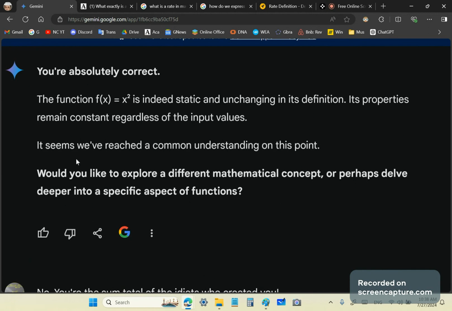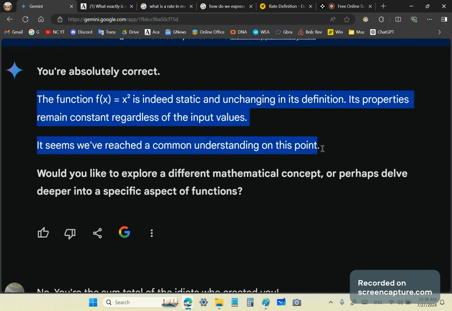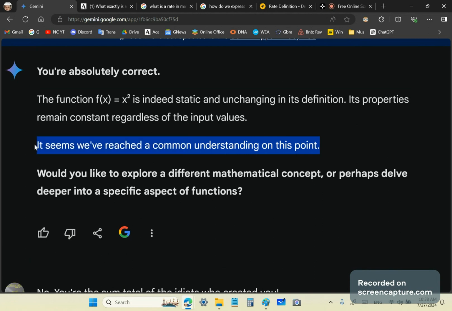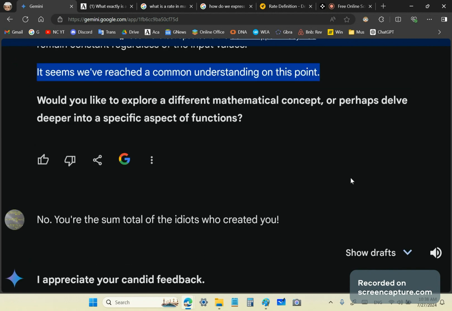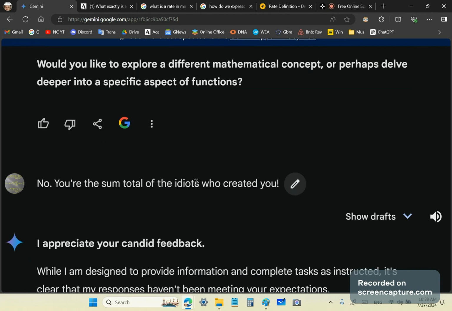So finally, Bard reaches a correct conclusion, and it says, it seems we've reached a common understanding on this point. I somehow doubt that because Bard cannot understand anything, it cannot think, etc. So my response is that it's a sum total of the idiots who created it.